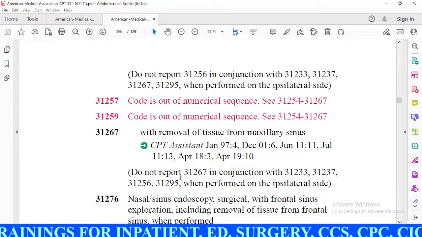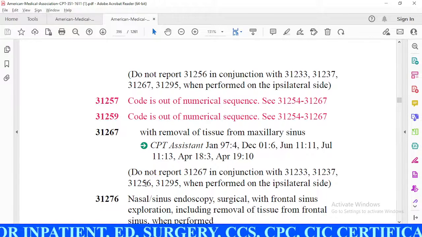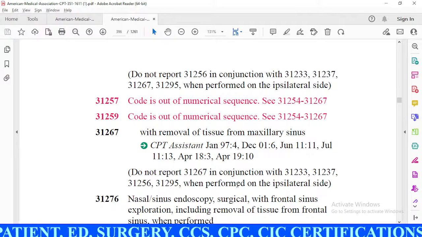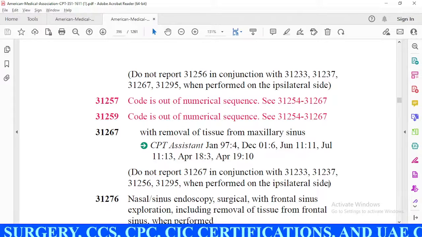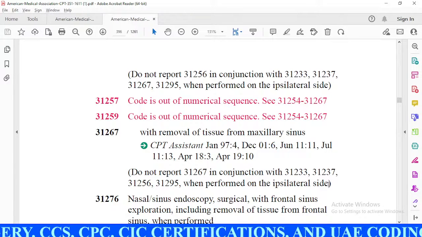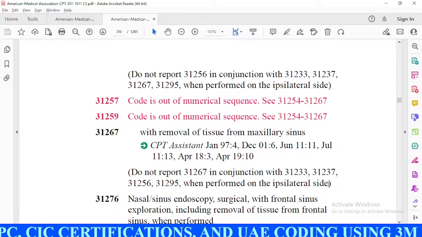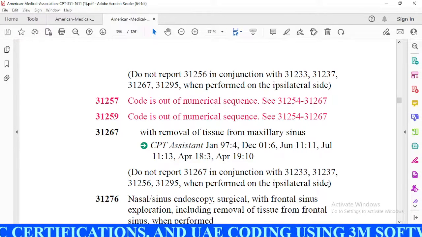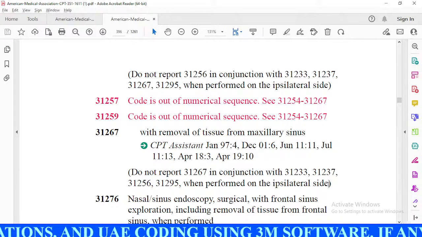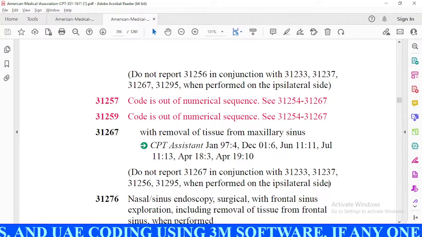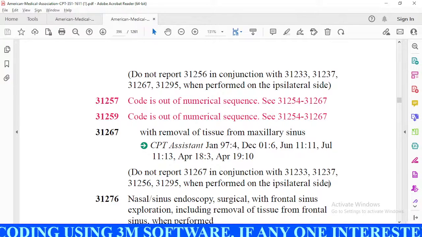If you see here, do not report 31267 in conjunction with 31233, 31237, 31256, 31295 when performed on the ipsilateral side. So what does ipsilateral side mean? Write your answer in the chat box. What is ipsilateral? Write fast, guys. I think most of the people don't know about ipsilateral or contralateral.